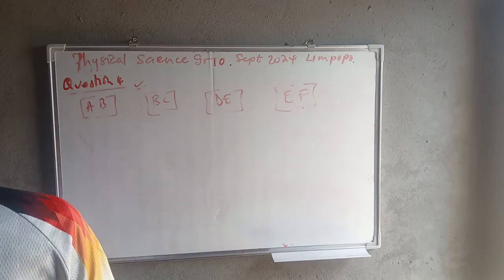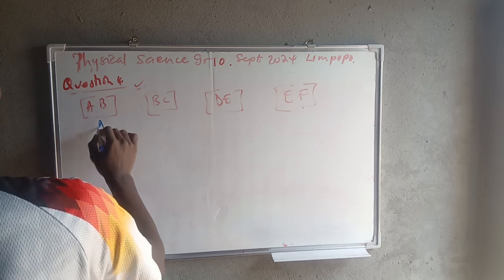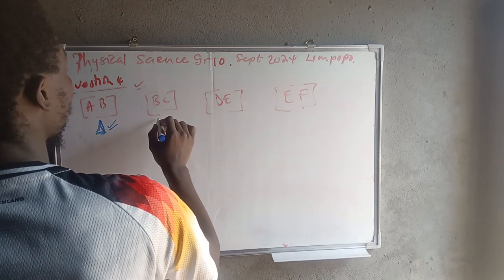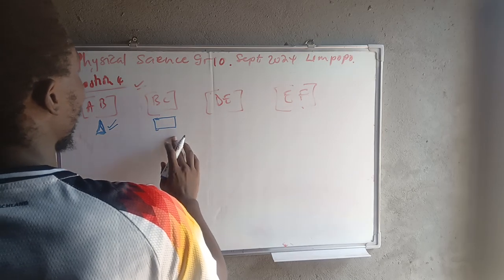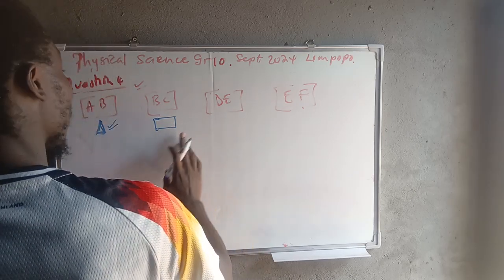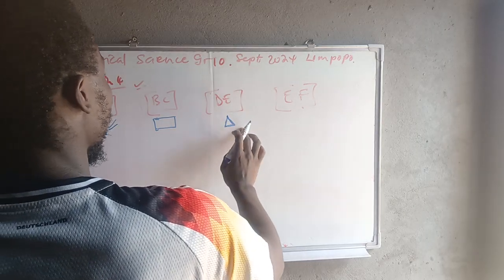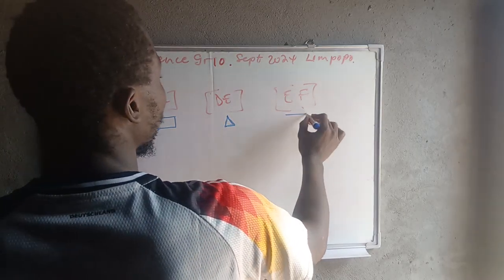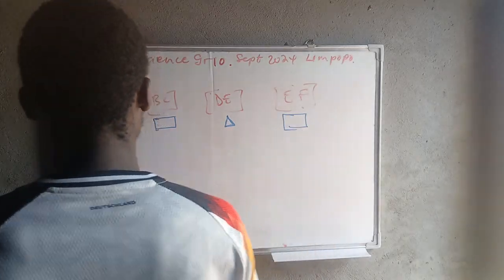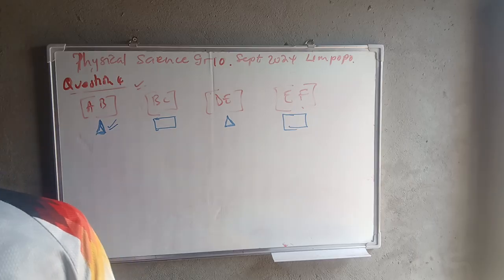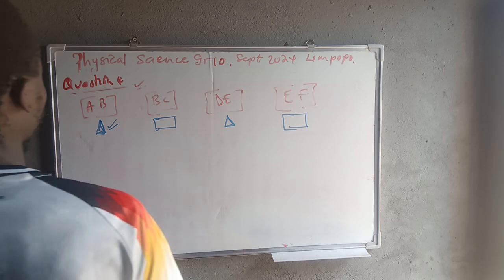So AB is a triangle, and we have to find the area of the triangle. BC is a rectangle, and we know how to find the area of a rectangle, right? Then DE, triangle again. EF, a rectangle as well. The area under the graph will be the total distance covered by the car from point A to point F. So let's start with the area of AB.